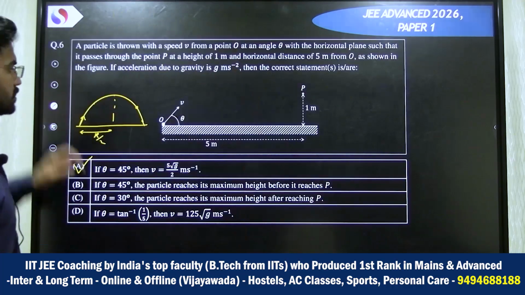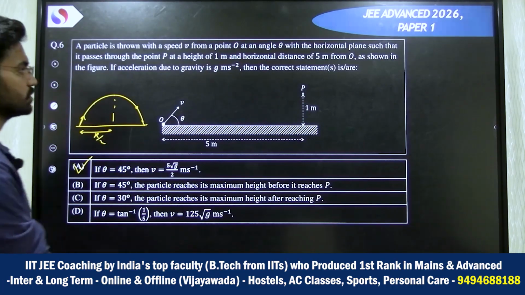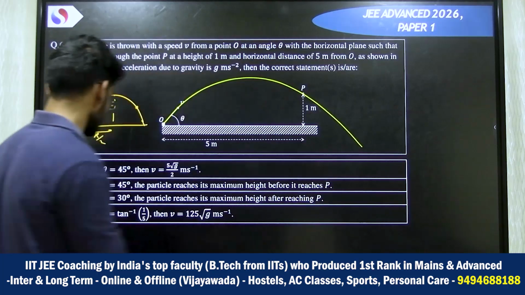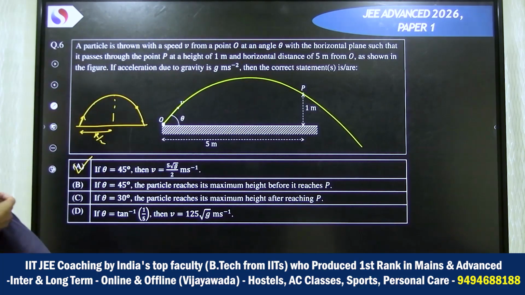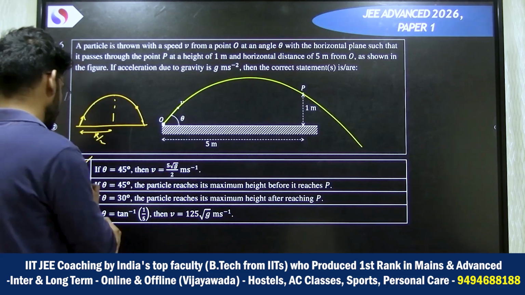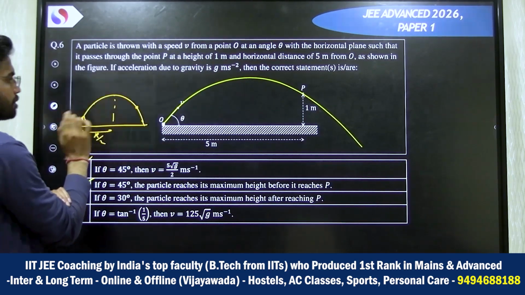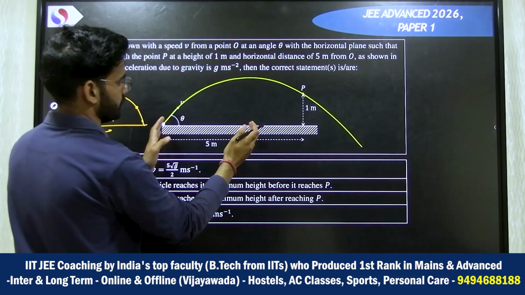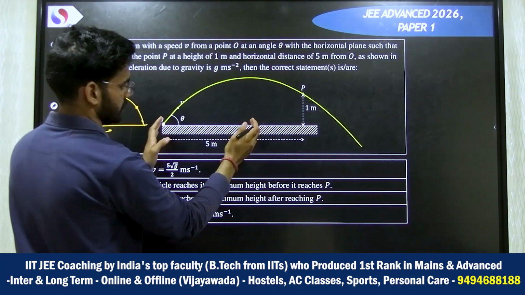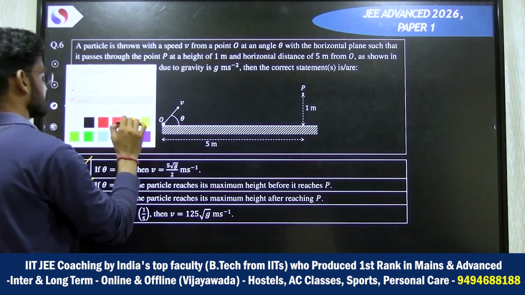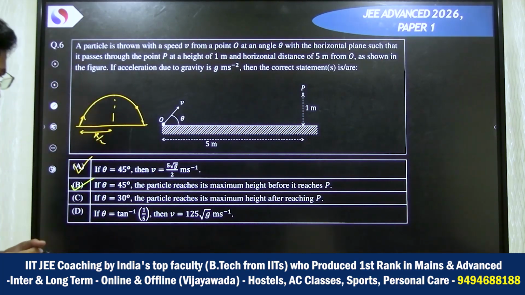So 3 means what is happening? R by 2 is 3, which means something like this may be happening, right? So what he is saying is, if theta is 45, the particle reaches its maximum height before it reaches P. Yes. So option B is also correct. Because this is 25 by 8, which is smaller than 5. That's why. Now option C can also be checked, theta equal to 30 degrees.